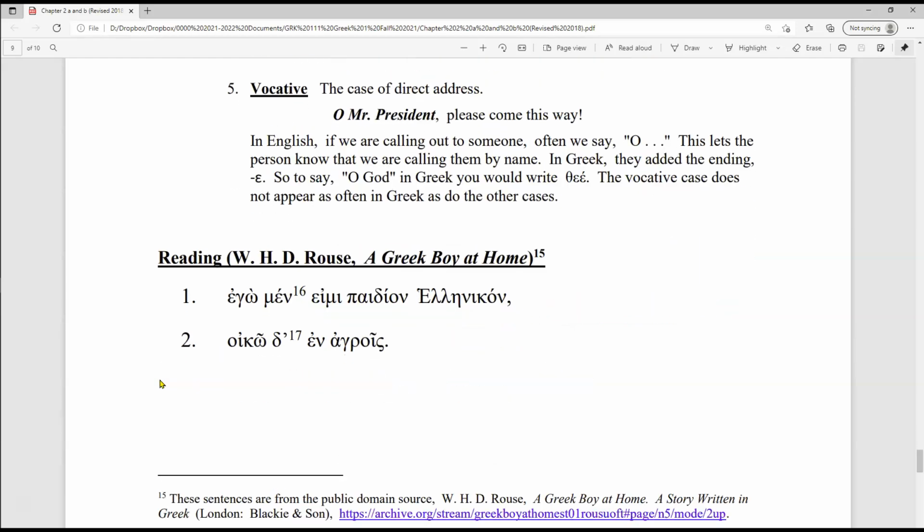The vocative is only used a few times. Oh, Mr. President, come this way. Oh, Mr. President would be vocative in Greek because it's a case of direct address. Oh, God, save me. The oh, God part would be in the vocative because it's a case of direct address.